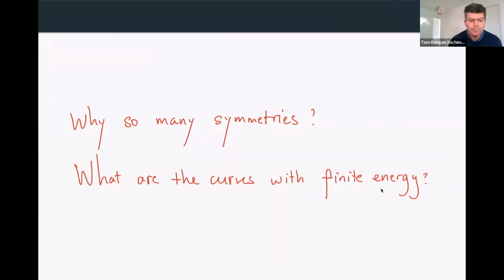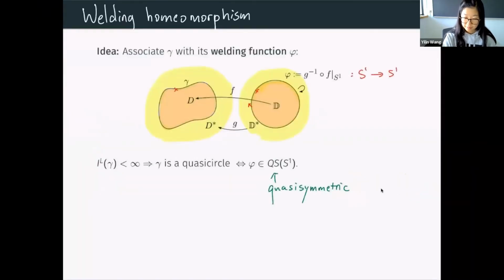Okay. So we wonder why there are so many symmetries, and the symmetry coming from, say, changing the orientation or rerouting the curve. And the other question was very natural. So what are the curves with finite energy? To try to answer this question, we will actually have to change the viewpoint. I hope that will also be inspiring.